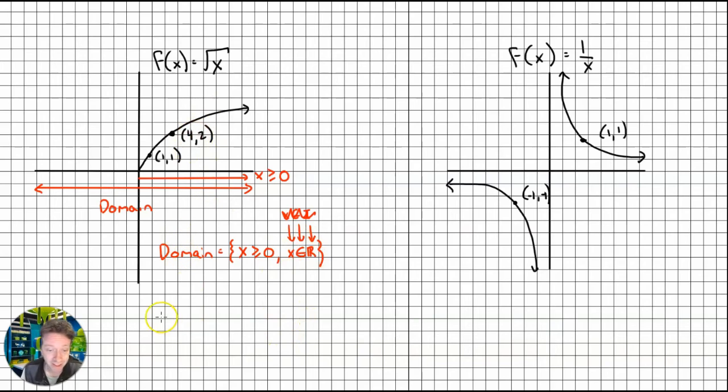Now the range is our vertical. Okay, so where does this function exist on our y-axis? Now similarly, notice this doesn't go below y equals 0. It only exists above. So we say that y must be greater than or equal to 0 as well. So that is our range. And so the range is equal to, set notation, so curly brackets, y must be greater than or equal to 0. And it is an element of all real numbers.